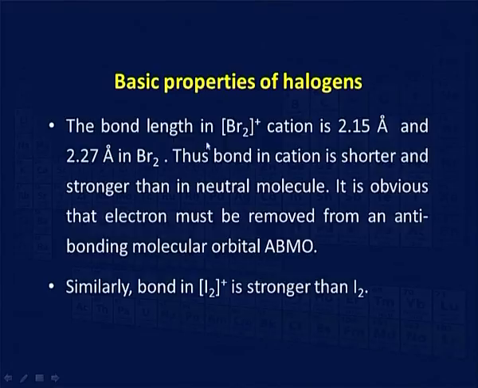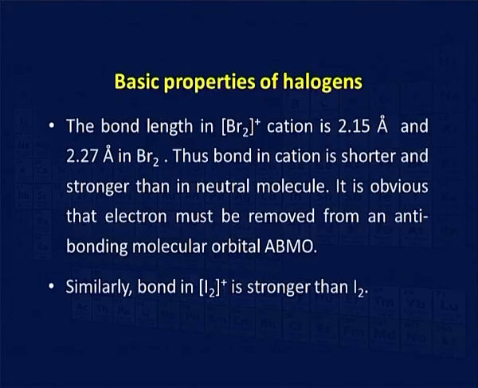The bond length in the bromine cation is 2.15 angstrom, and 2.27 angstrom is found in the pure bromine molecule. Thus, the bond in cationic bromine is shorter and stronger than that in the neutral bromine molecule. It is obvious that the electron must be removed from an anti-bonding molecular orbital, ABMO, which has higher energy compared to the bonding molecular orbital. Similarly, the bond in I2+, the cation of iodine, is stronger than in the iodine molecule.